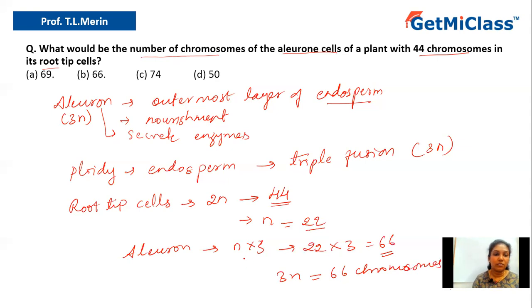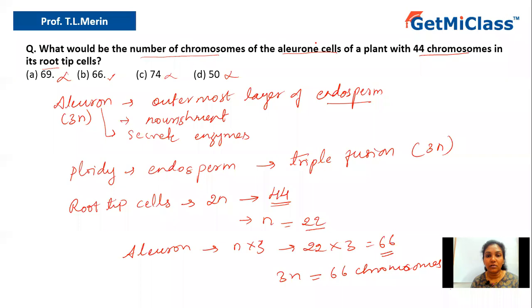Okay, so let us look at the options. Option A says 69, which is wrong. Option B says 66. Yes, that is the right answer according to our calculation. Option C says 74, which is again wrong. Option D says 50, which is again wrong. So the correct answer is option B, that is 66 chromosomes will be found in the aleurone cells.